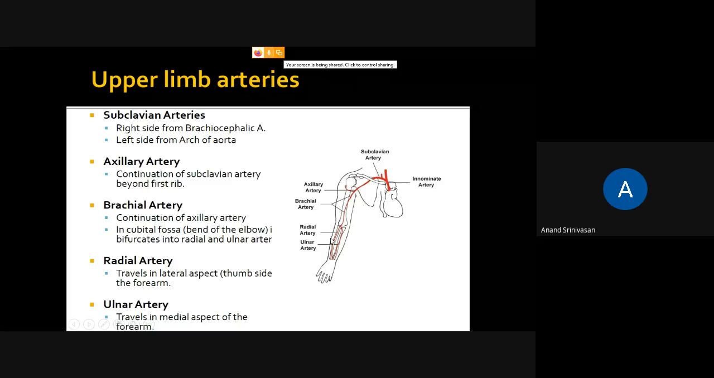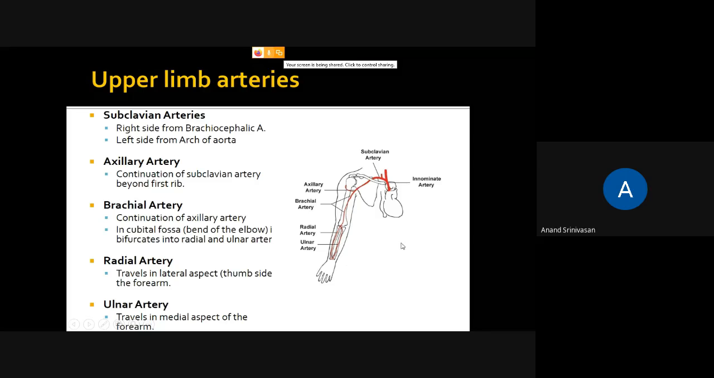You know there are two bones here, right? Radius and ulna. So there will be one artery which goes on the radial side and the other artery which goes on the ulnar side. The one which goes on the lateral side is called the radial artery, and the one which goes on the medial side is called the ulnar artery.